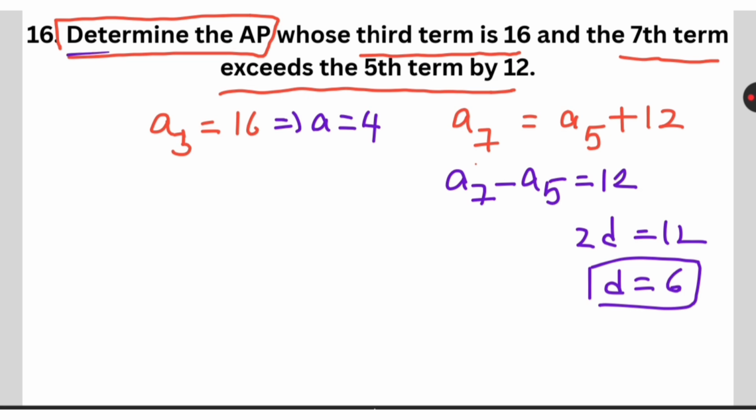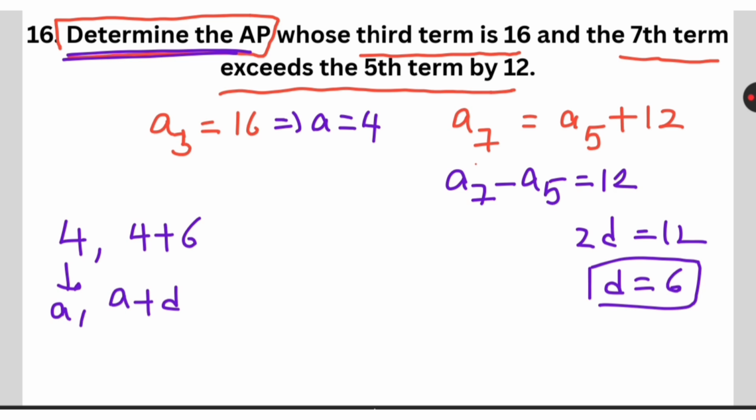So now determine the arithmetic progression. So what is the first term? 4. The second term is A plus D, that is 4 plus, what is the common difference? 6. So 4 plus 6 is 10. The third term is A plus 2D, isn't it? So A is 4 plus 2 times 6, the common difference is 6. So 2 times 6, which is 12. 12 plus 4, that is 16. That is the third term.